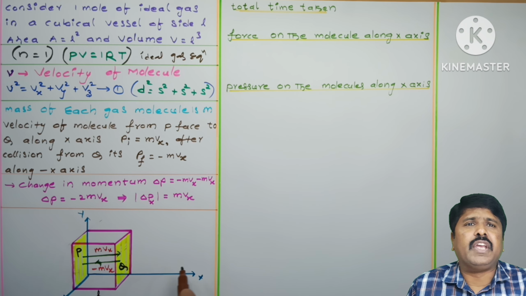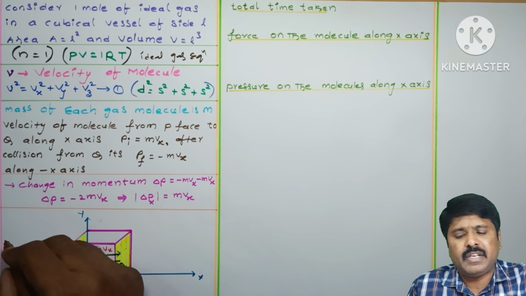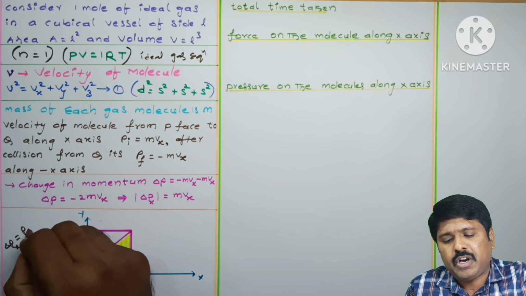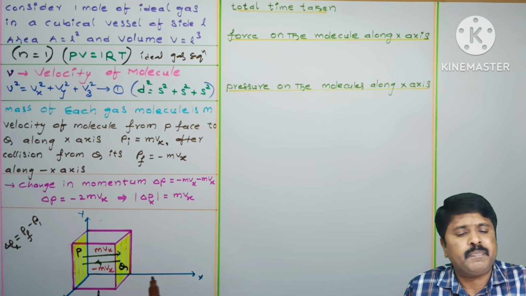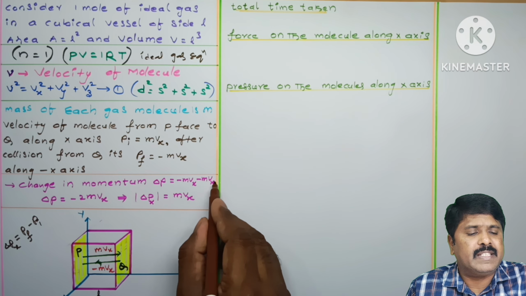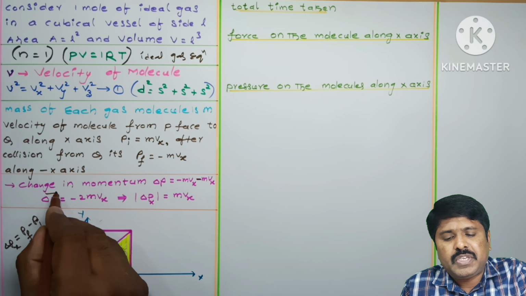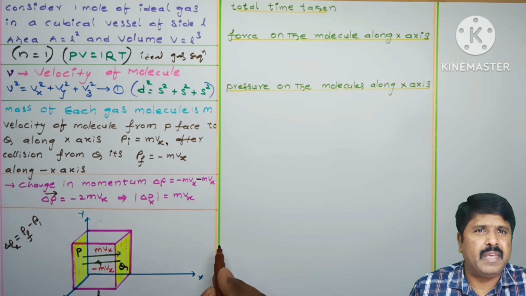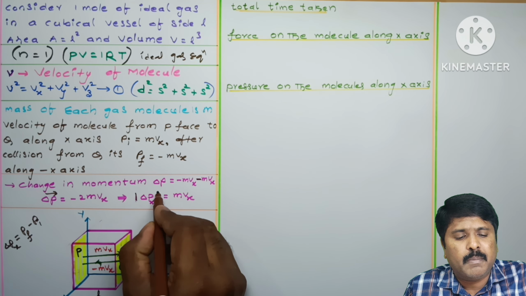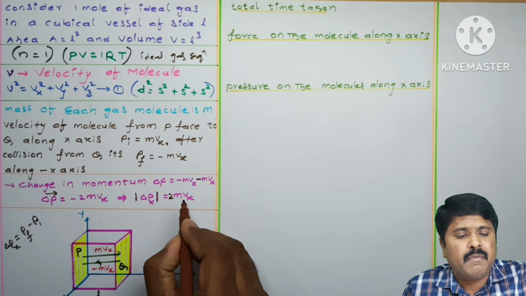Okay, so change in momentum I'm going to write, change in momentum is nothing but final momentum minus initial momentum, delta p along the x-axis, which is equal to pf minus pi. So final momentum is minus mvx and initial momentum is mvx, between them minus is there, so that delta p value is equal to minus 2 mvx. I got the change in momentum along the x-axis. Now I am writing only the magnitude equation, so mod delta px is equal to 2 mvx.